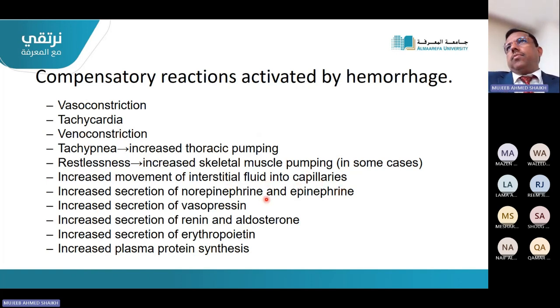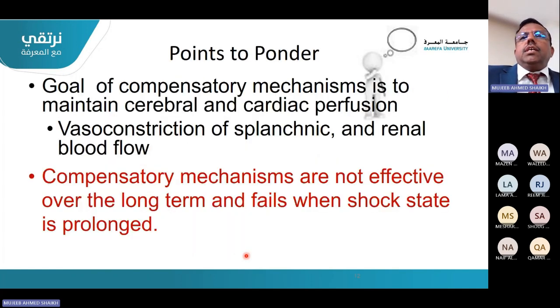There will be secretion of vasoactive substances like norepinephrine and epinephrine. There will be increased secretion of vasopressin. This will cause more absorption of fluid from the kidneys. Then the renin-aldosterone system will cause more absorption of salt and water. And in the long term, even erythropoietin will be released. Erythropoietin is a hormone to increase the synthesis of RBCs, and formation of protein will also increase. These are the compensatory changes of the shock.